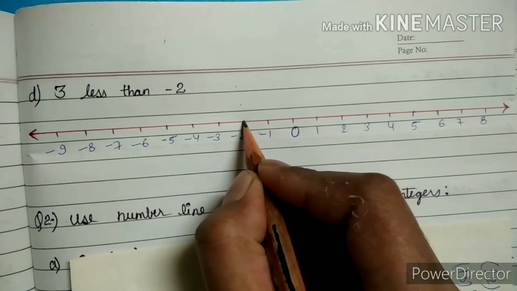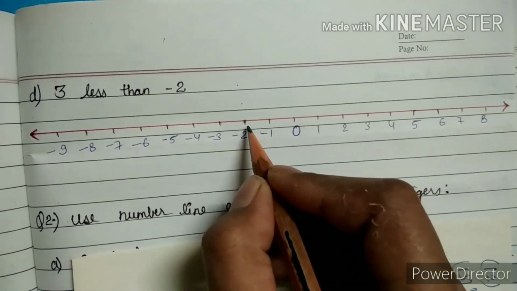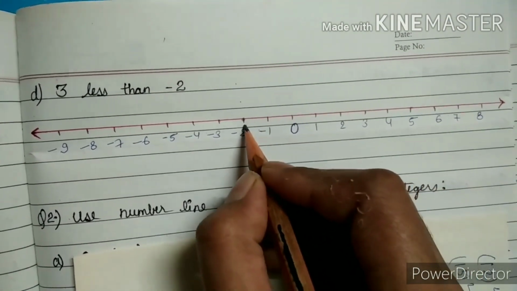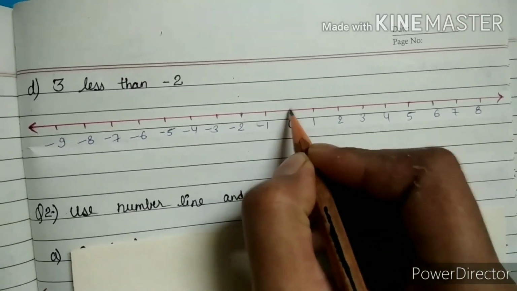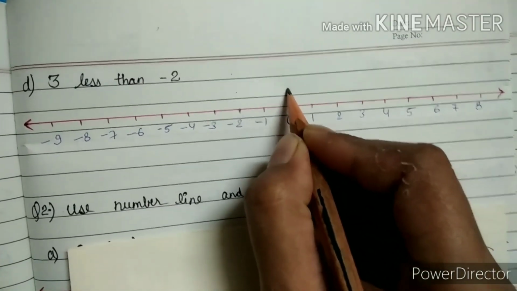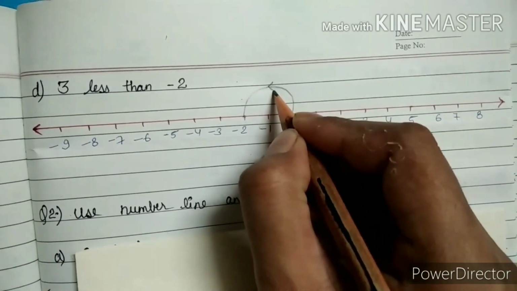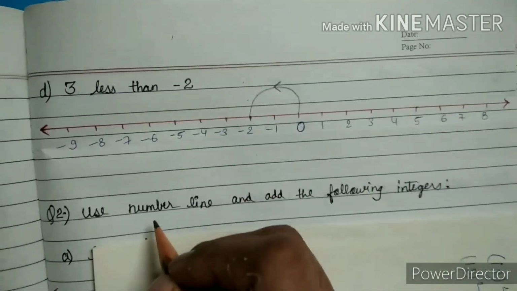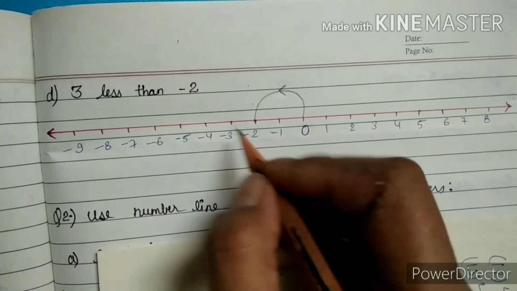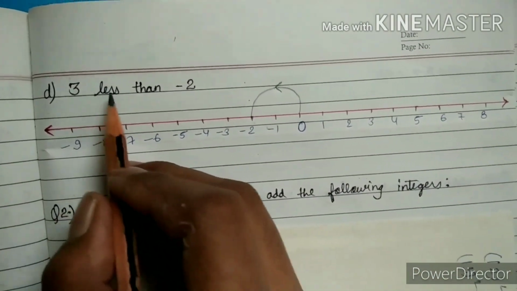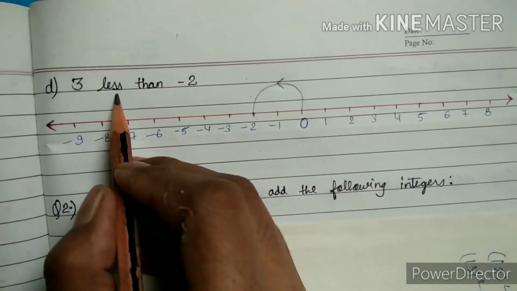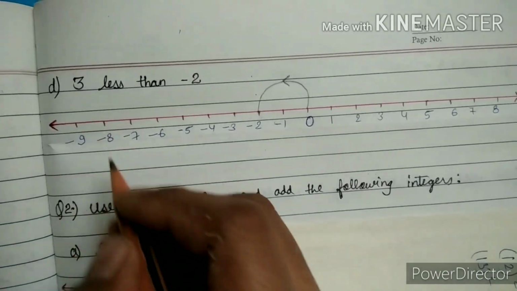Have you seen -2? Here is -2. So how can we directly reach -2? Firstly we have to go to 0, and from 0 we reach -2 in one step. So in one step we directly reach -2, and they are telling us you have to go 3 steps less. Less means which side? On the left hand side we have to go.